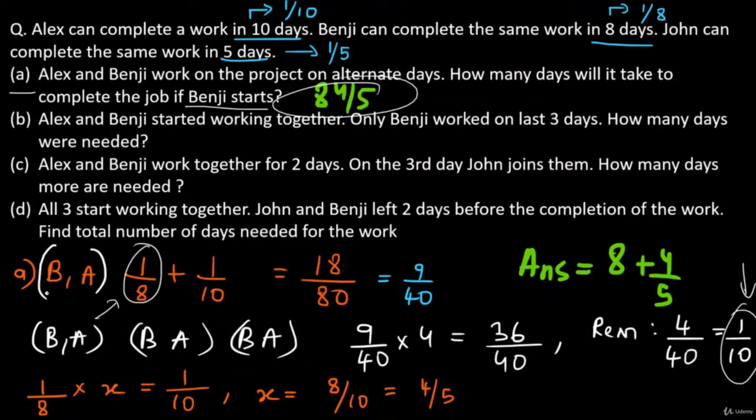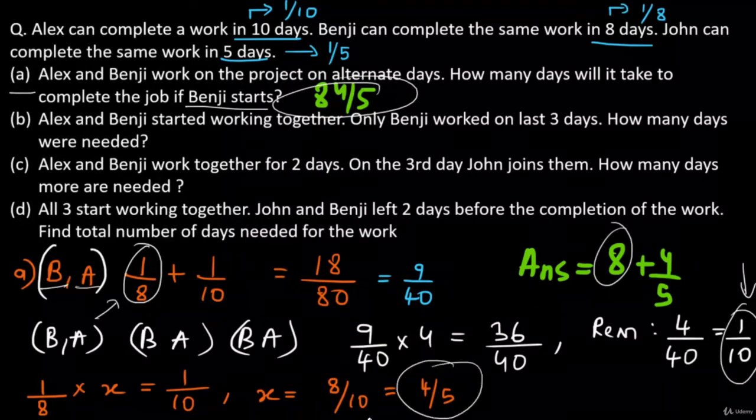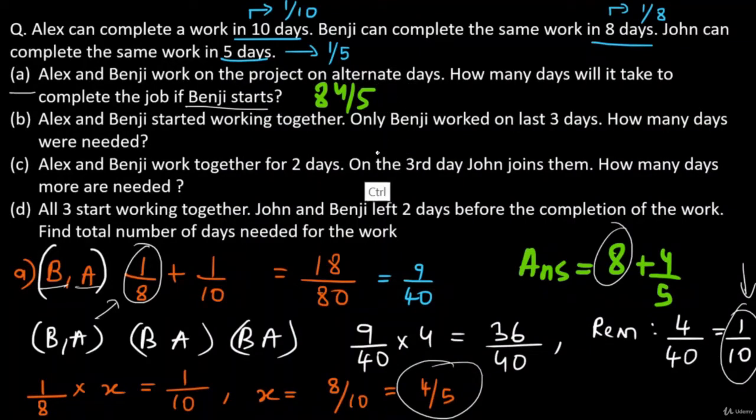Remember, this is 2 days, right? 1, 2, 3, 4, 5, 6, 7, 8. That's this 8 over here. And then we need 4/5 more days of Benji's work. So 8 plus 4/5 is the answer. Now we can do this question using percentages also, right? So if they are working together, this is 12.5% and this is 10%, right?